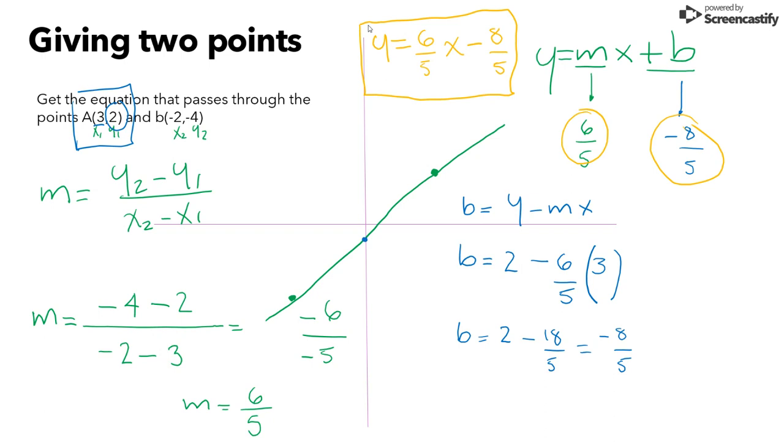Then, in conclusion, whenever you want to find the equation of a line, it's very important to remember the 3 easy steps. Get m and get b. Then you can write your line. How are you going to get m? Well, with the formula of m. How are you going to get b? With the formula of b.